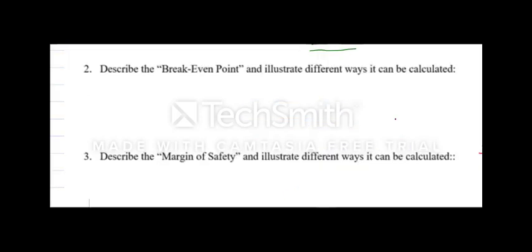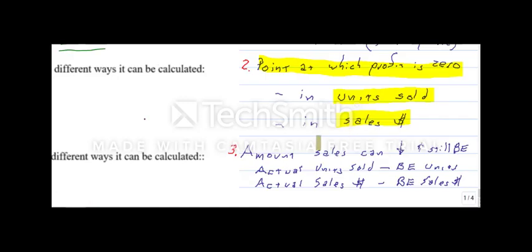Moving on to question 3. Question 3 deals with the margin of safety. It's actually a quite simple concept. You're going to take your actual units sold and subtract out your break-even units sold. Or you're going to take your actual sales dollars and subtract out your break-even sales dollars. In other words, how much can our sales go down in either units or dollars and we'll still break even? What is our margin of safety before we start losing money?